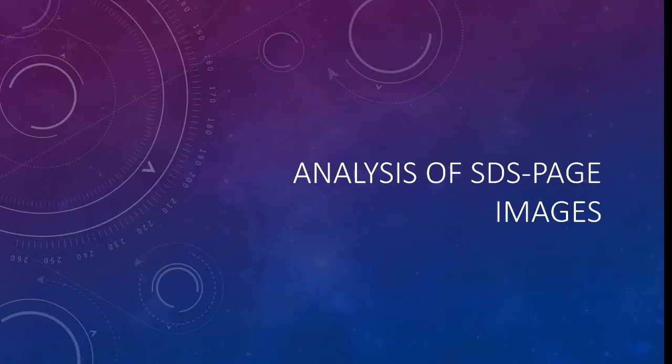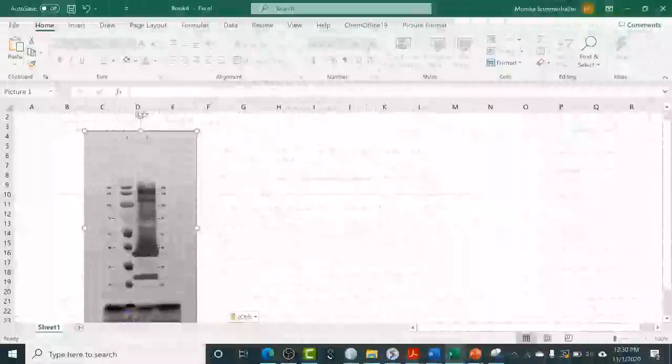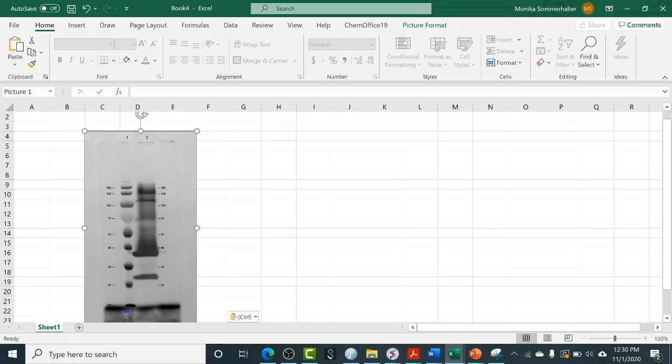This video is on the analysis of SDS-PAGE images, and such an analysis is carried out to determine apparent molecular weights of proteins that are resolved as individual bands on an SDS-PAGE image, which I produced during the video on the technique using SDS-PAGE and the banana extract sample.